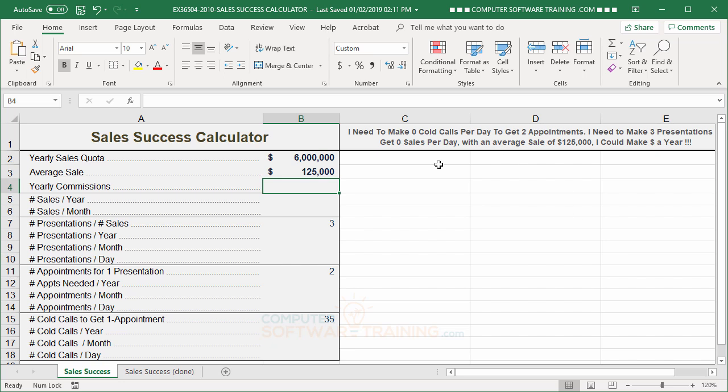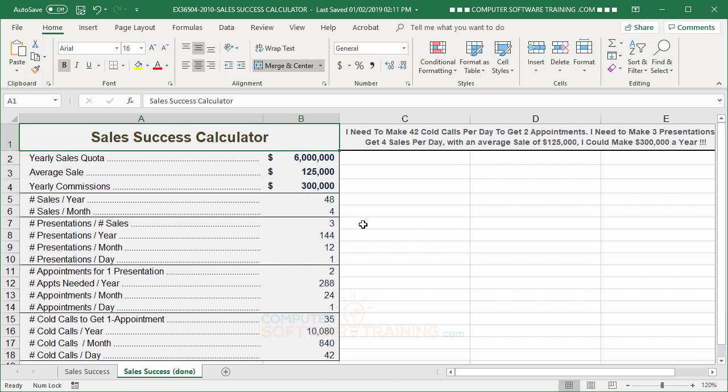All right. I'm going to show you the done version of this because we're going to put this together with formulas. This is just hypothetical, but let's say you're in sales, your yearly sales quota is $6 million. Let's say the average sale you have, maybe you work for a car dealer or whatever it is, is 125,000, and you make about 5% commission overall. So if you can bring in 6 million, that's 300,000 for you.